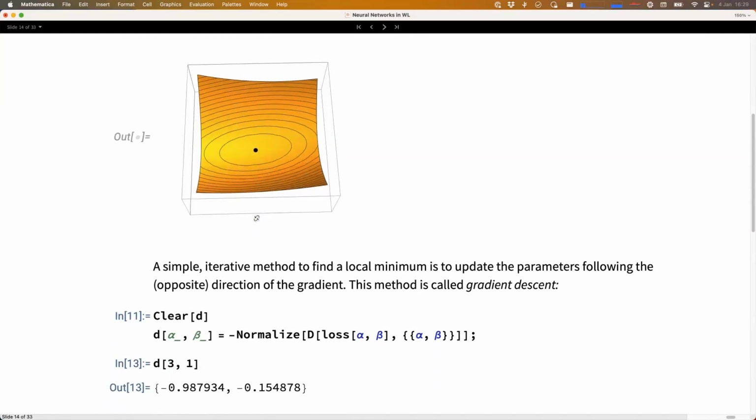Okay, so how do we find this point? I gave a hint before, because I said let's start from a random place, measure the error, and figure out how to minimize the error. So one trick that is always done to do this is gradient descent.